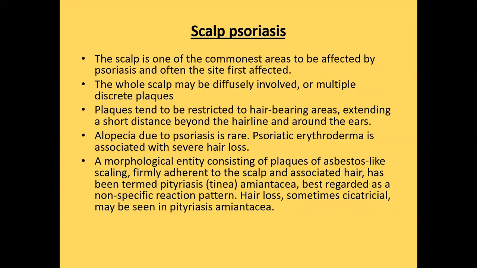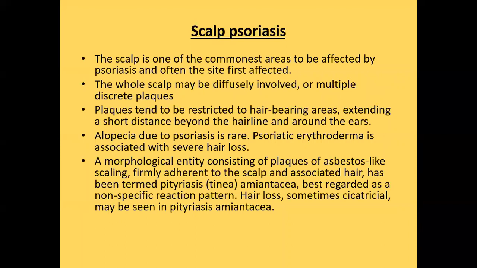Scalp psoriasis. Scalp psoriasis is the commonest area affected in the disease, and sometimes is the first manifestation of generalized psoriasis. The whole scalp may be diffusely involved, or there may be a few plaques or multiple discrete plaques. Plaques tend to be restricted to hair-bearing areas, extending a short distance beyond the hairline and around the ears.